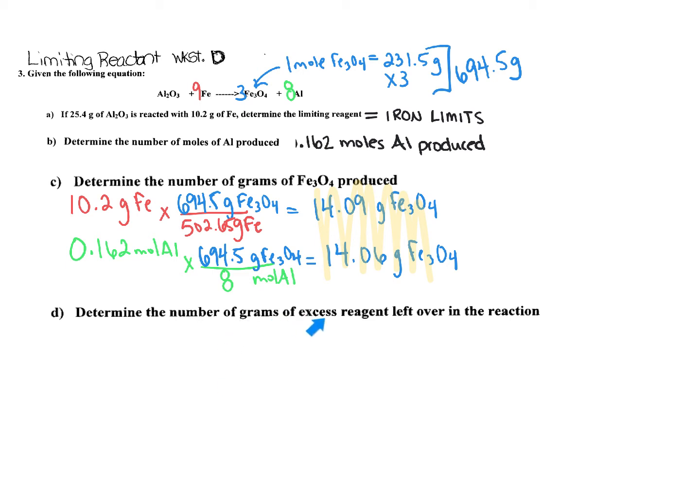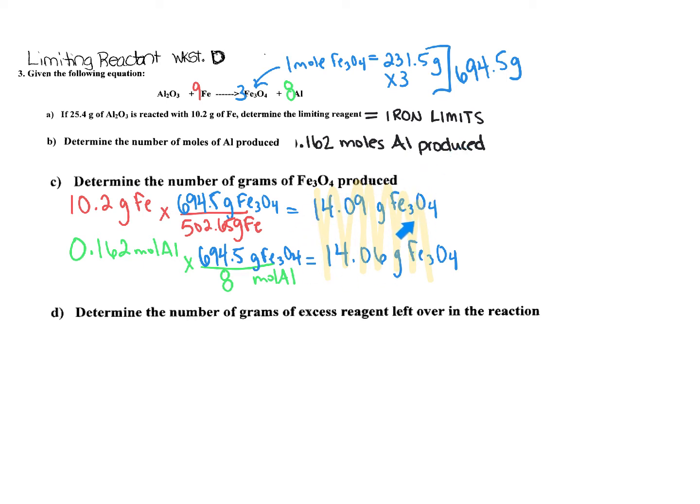So how many grams of excess are we going to have left over? Well, iron limits us, so we're going to use all of iron. That means that we're going to have some leftover aluminum oxide here. So we're going to need to figure out how many grams of aluminum oxide are we going to need to use. Well, we already know a number of things. We already know we're going to use all 10.2 grams of iron. We already know we're going to make 0.162 moles of aluminum. We already know we're going to make this many grams of iron oxide.